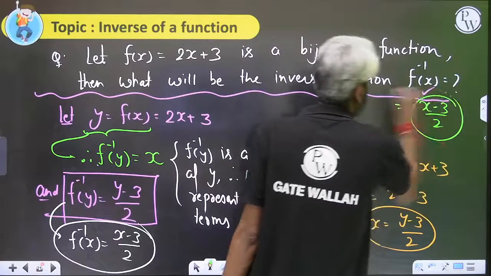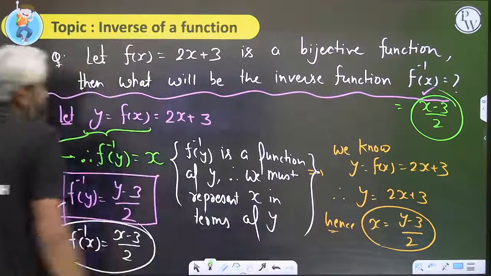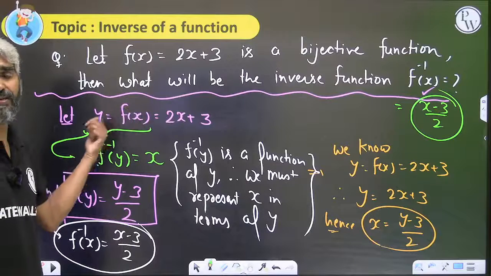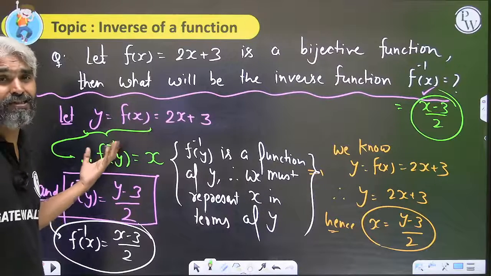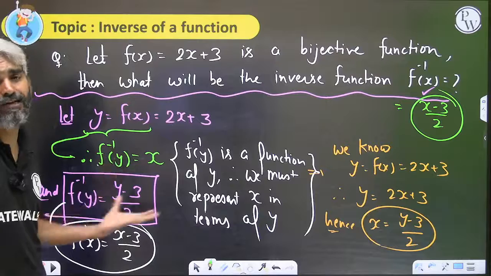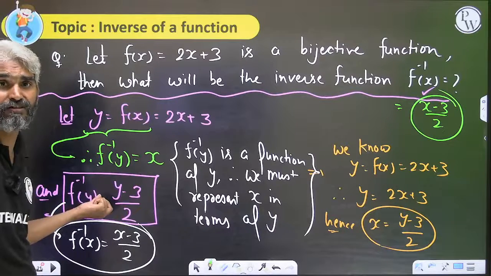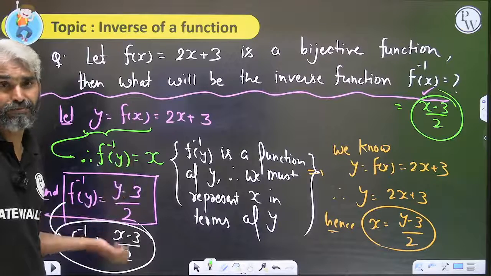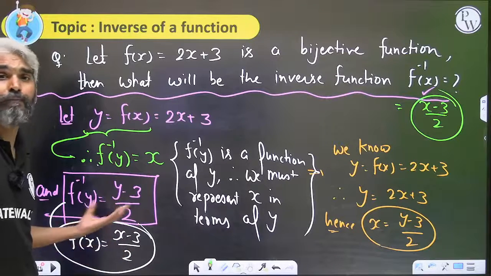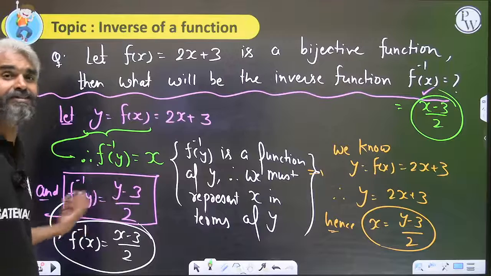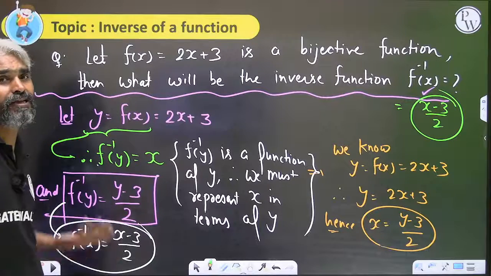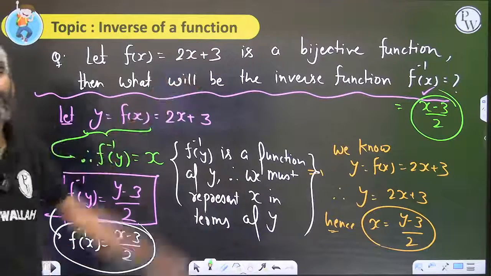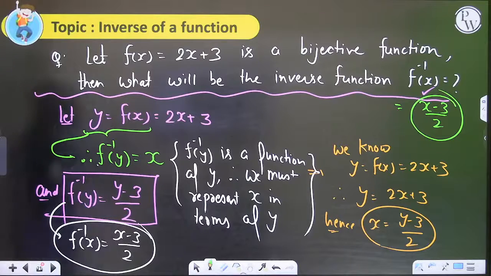So the simple concept: how do we obtain the inverse function? If y equals f(x), then f inverse of y will be equal to x. You just need to express x in terms of y, because f inverse of y is a function of y. Once you have represented x in terms of y, you just need to replace the y's on both the LHS and the RHS by x, and you will get the inverse function in the form of x.